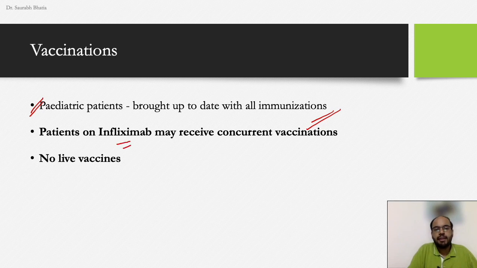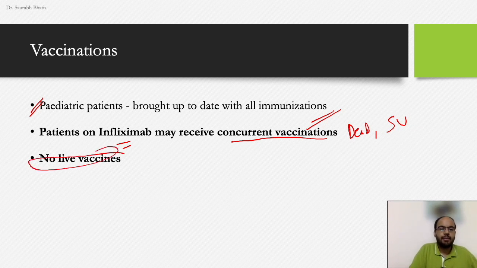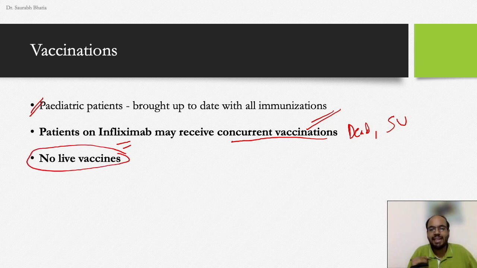Patients on infliximab may receive concurrent vaccinations, but these vaccinations have to be either dead or attenuated. Okay, sorry, they should be either dead or subunit vaccinations. No live vaccines are recommended while the patient is receiving infliximab. Otherwise, the pathogen may get reactivated after injection. So no live vaccines in infliximab. Any kind of therapeutic infectious agents cannot be given concurrently with infliximab.